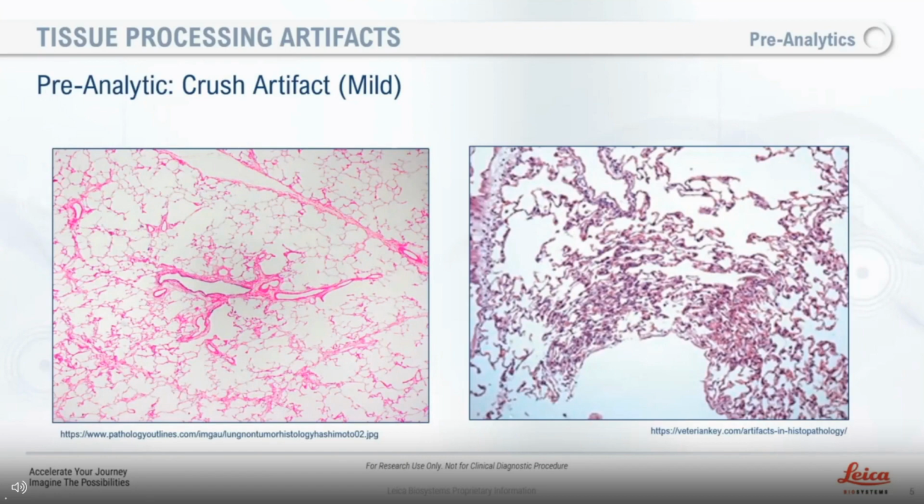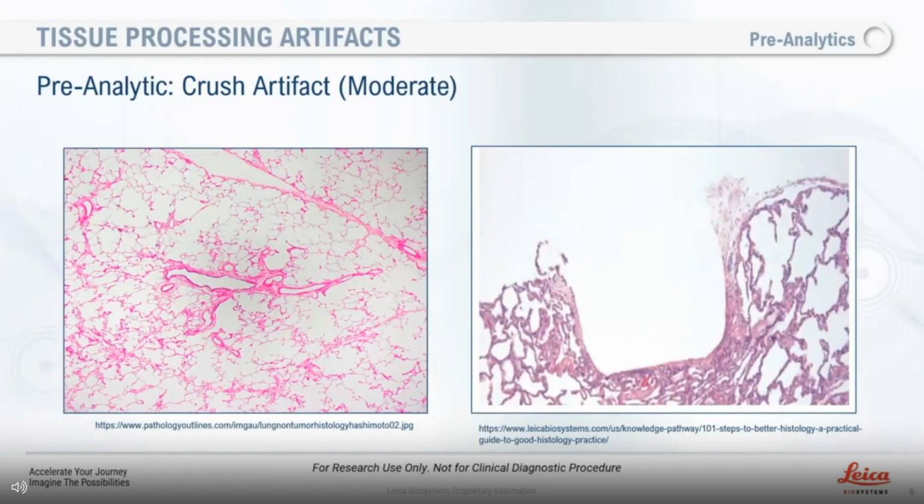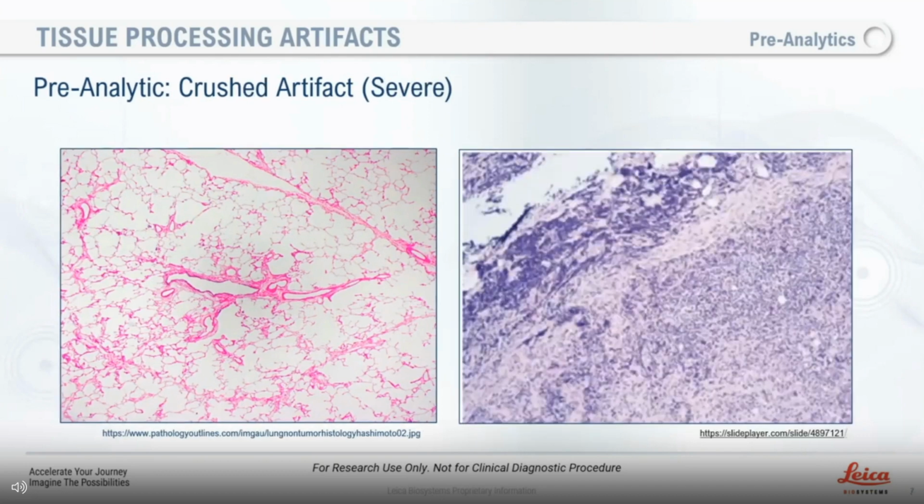This is an example of mild artifact. A little bit more severe situation in this sample would be, as you can see again on the left, an architecturally preserved section of lung, while on the right is a section of lung that has moderate crush artifact. In a severe example, you can see again on the left, we have a well-preserved section of lung, while on the right, near the top left corner, you can see that there is crush artifact that actually has caused nuclear streaming.